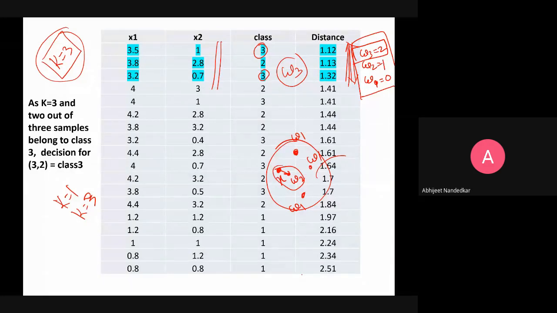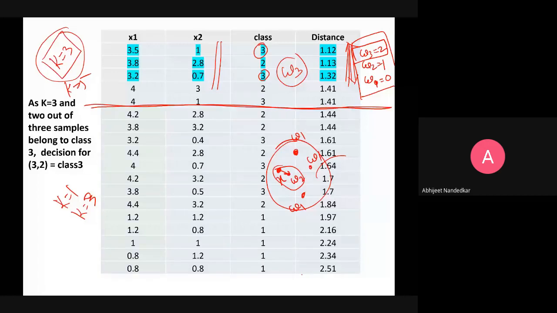Now suppose I put here k equal to 5. So this table will not change. Only thing is that I will consider up to this point. So these 5 samples are considered. Then I will see which class is the majority. So again here I can see 1, 2, 3. These are 3 prototypes belonging to class 3, and there are 2 prototypes which belong to class 2. So majority is class 3. So my decision is class 3.